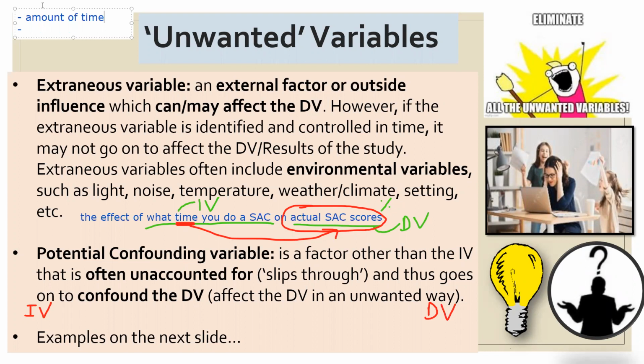So what are other factors other than the time you do a SAC that can influence your actual SAC score? So the amount of time you spend studying for a SAC can obviously influence your SAC score. It's not just about whether you do it in period 1 or period 6, but that's another factor, yeah? These are all unwanted variables. So I need some more factors now. Other than the IV. So what can we say?